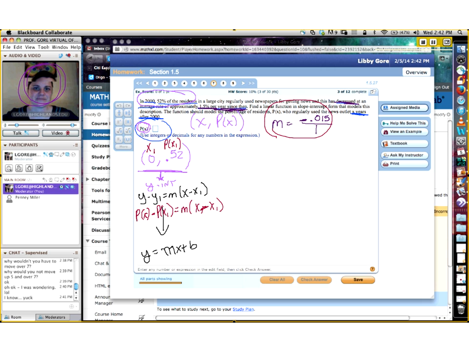Okay. So p of x minus p of x sub 1, which in this case is 0.52, is equal to the slope, which is negative 0.015, times x minus x sub 1, 0. All right, so hopefully you can see where each thing came from and went to.